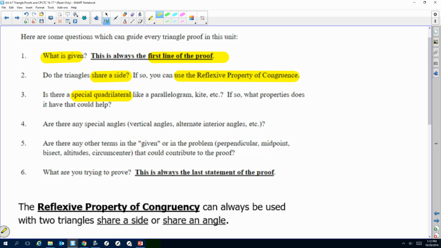If you have any special quadrilaterals, we're going to do properties. What properties does it have that could help? Sometimes I might give you a rectangle. We're not going to get into too many quadrilaterals because we're going to make sure we know how to prove those first. And then any special angles, that means your vertical and your alternate interior, you are responsible for marking. You will mark special angles.